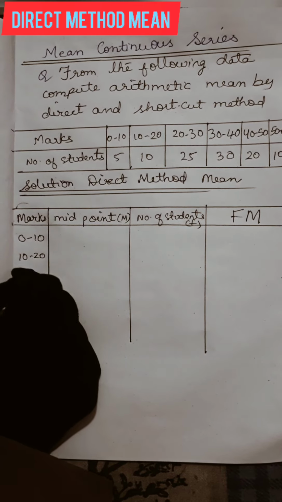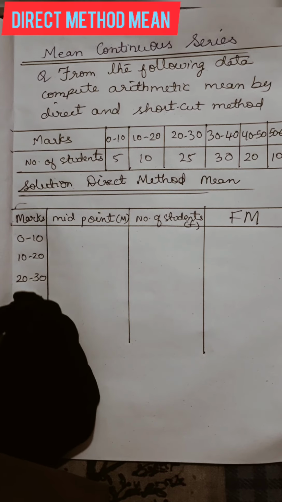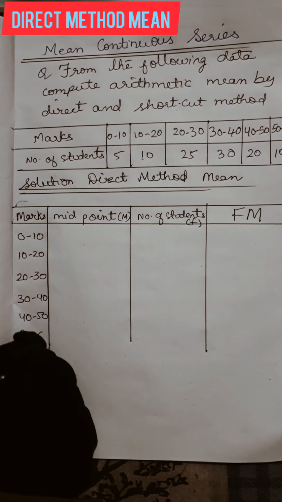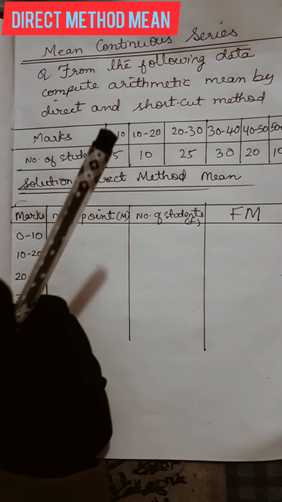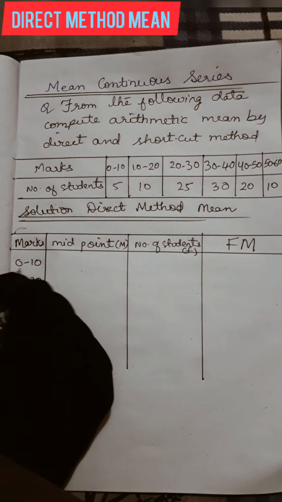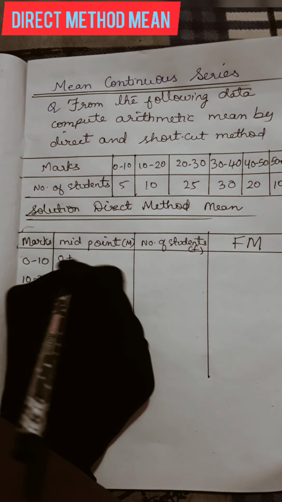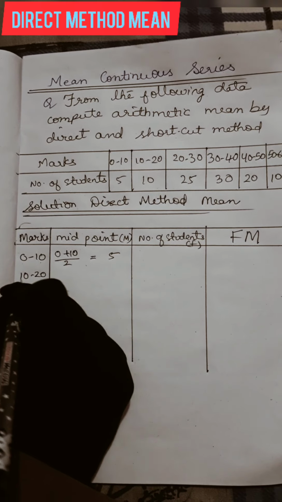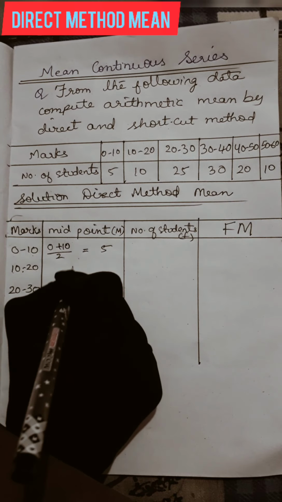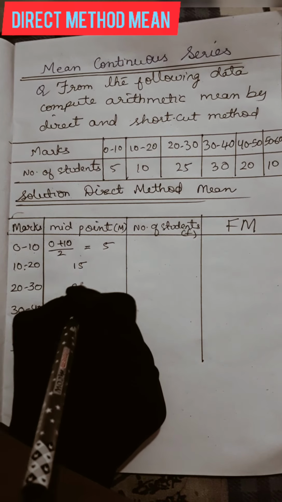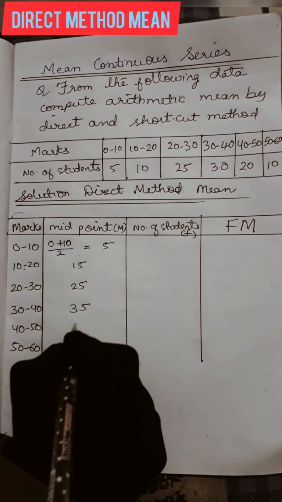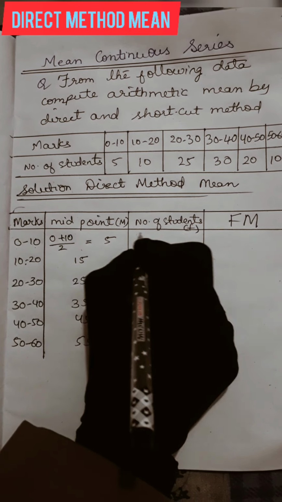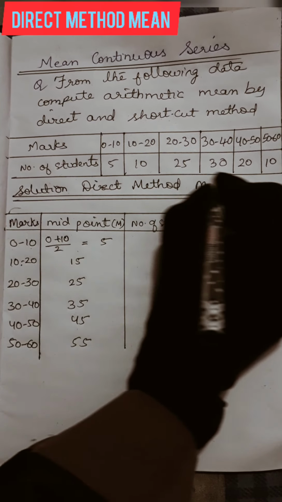Here I am writing class intervals from the question: 0 to 10, 10 to 20, 20 to 30, 30 to 40, 40 to 50, 50 to 60. Formula for calculating midpoint is lower limit plus upper limit divided by 2. 0 plus 10 divided by 2 is 5. 10 plus 20 divided by 2 is 15. 25, 35, 45, 55. We have to write the middle values.